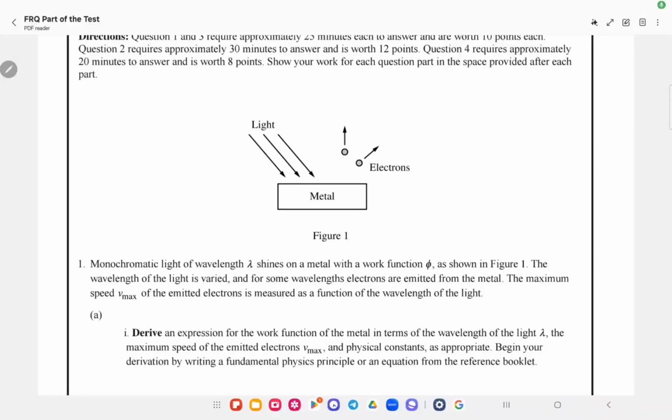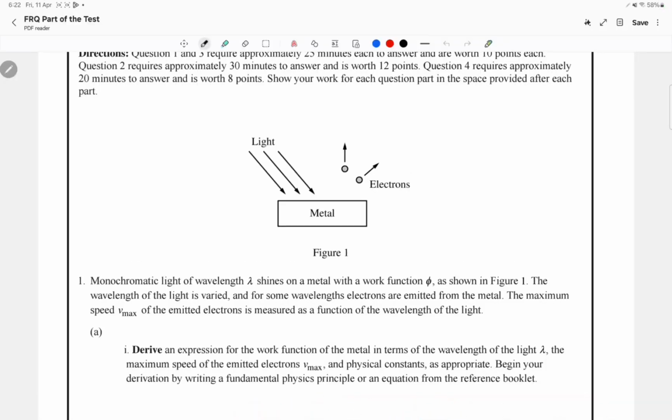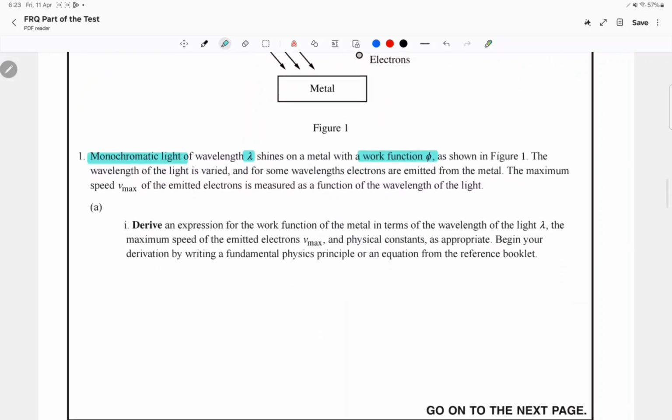So here we have monochromatic light, which basically just means light with a single wavelength of lambda, shining on a metal with a work function. The wavelength of the light is varied, and for some wavelength, electrons are emitted from the metal. The maximum speed of the emitted electrons is measured as a function of the wavelength of the light. Derive an expression for the work function.